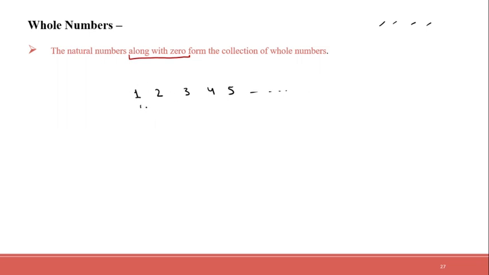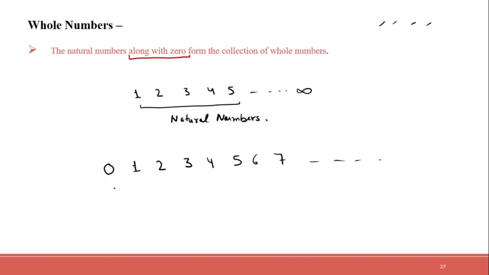So this set, when we start counting with 1 up to infinity, because there is no end, 5, then 10, 15, 16, 17, up to any number. So these numbers are called natural numbers. Got it? But if I add a 0 in this series, that means 0, 1, 2, 3, 4, 5, 6, 7, and so on, then it will become whole number.